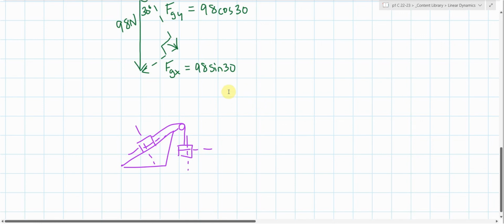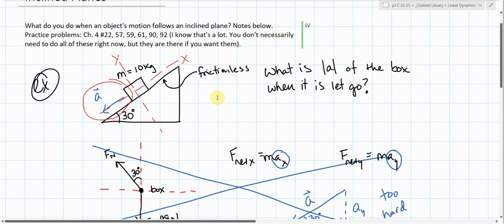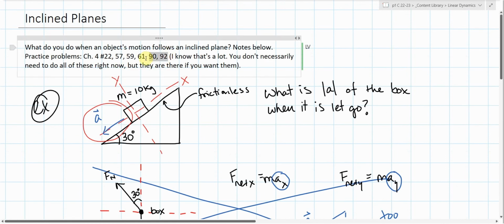Okay. So, on these notes in your class notebook, I do have some problems here out of your book that you could try. I know that's a lot, but they're there for you to practice with if you want to. But remember, those aren't required and I don't grade them.